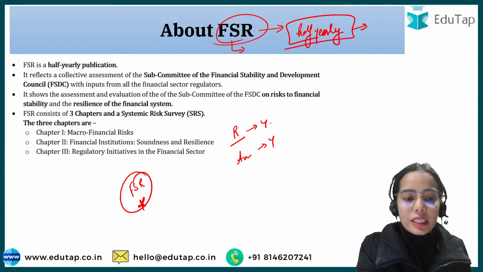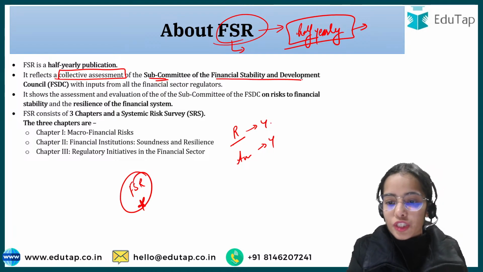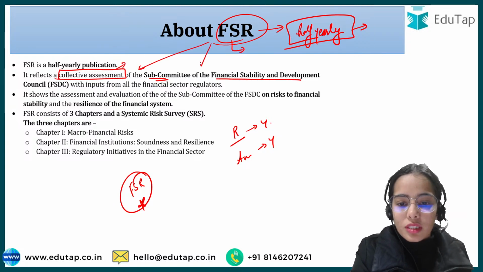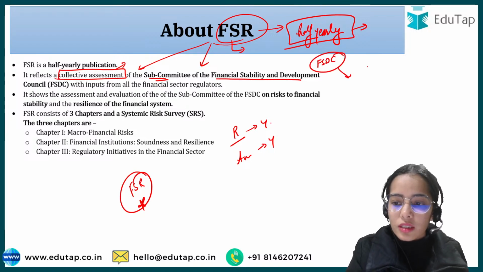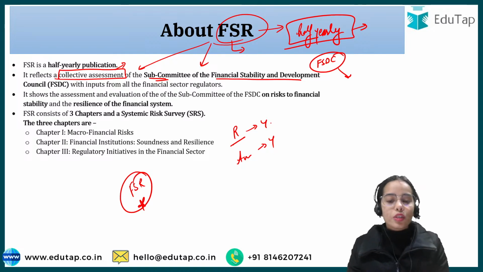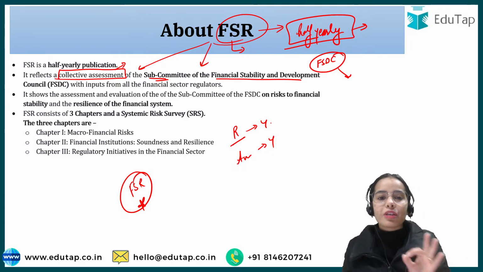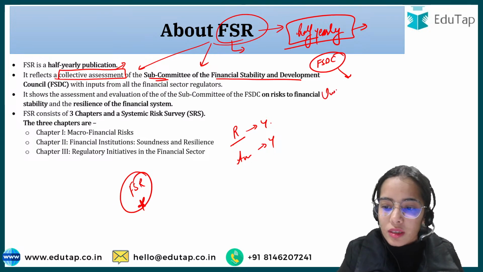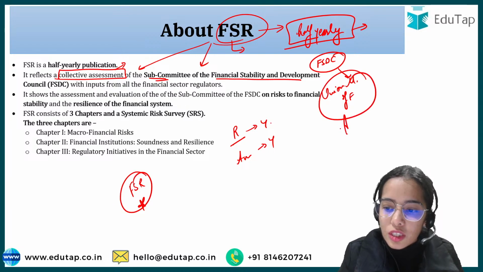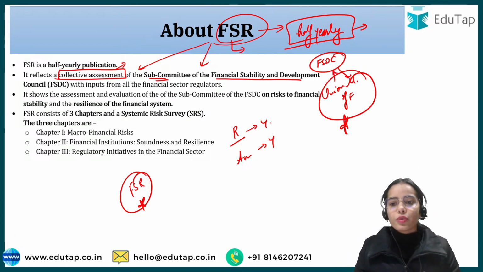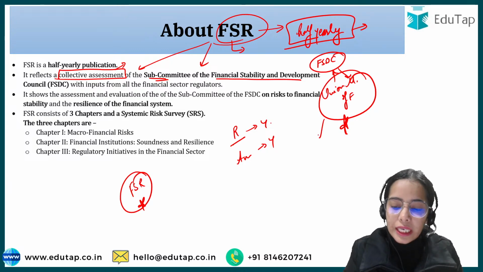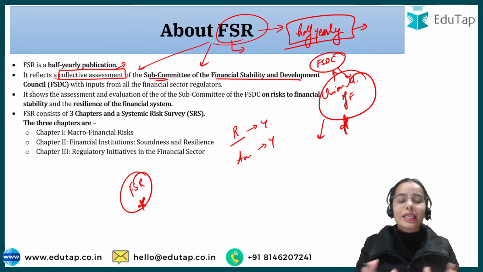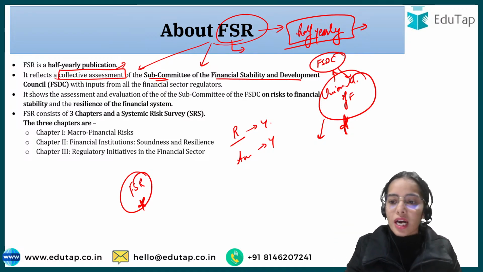Now this FSR is a collective assessment of the subcommittee of the Financial Stability and Development Council. So who knows, if we talk about the FSDC in total, who is the chairman of the Financial Stability and Development Council? It is the Union Minister of Finance who is the chairman of the FSDC, and the FSDC includes the regulators of all the sectors: the PFRDA, the Reserve Bank of India, the SEBI. All the regulatory institutions are members of the FSDC.